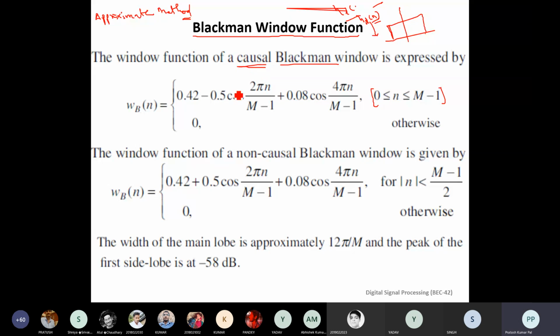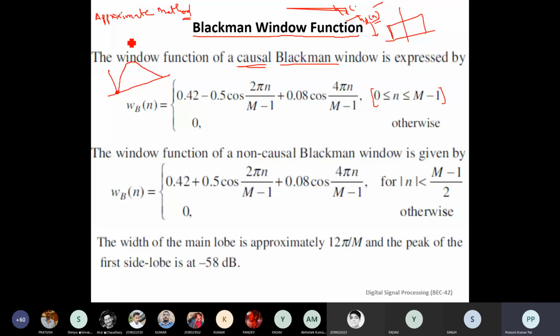Suppose here we are considering n equals to 0. For n equals to 0, the w of n value, whatever the window function is, its value will be 0. So this will be this one plus this one into this one. This will be the window function in the case of the Blackman window.